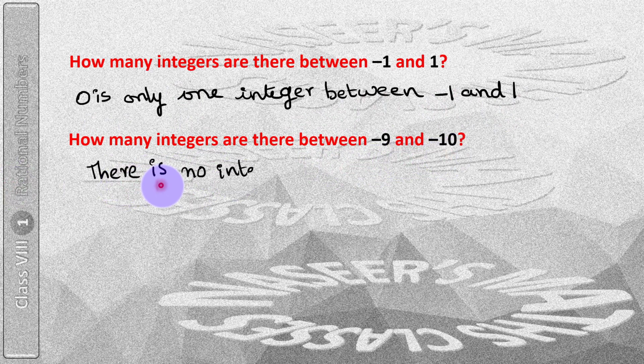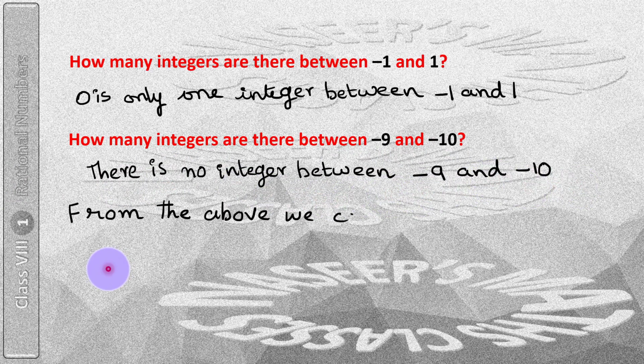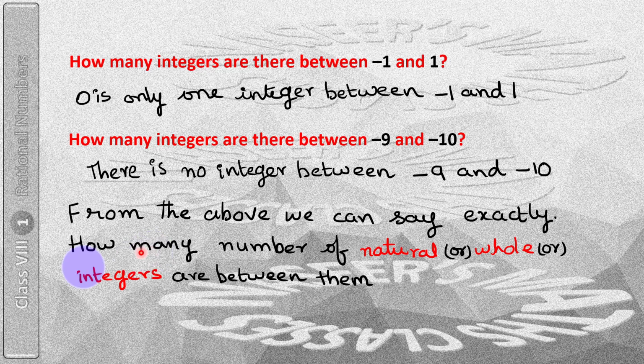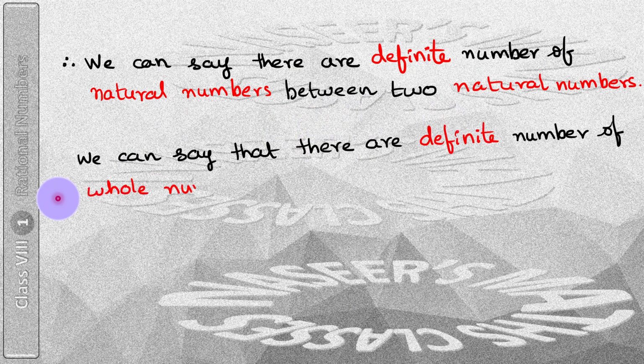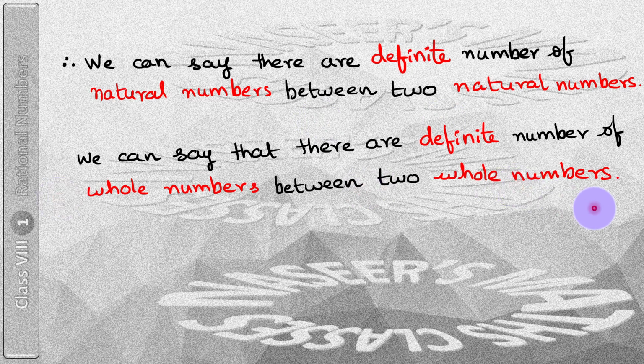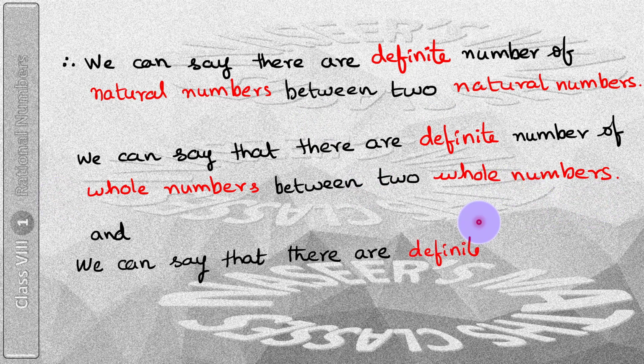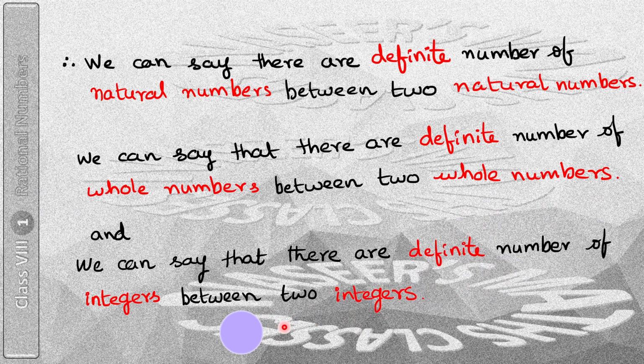We already know that there is no integer between minus 9 and minus 10. So from the above we can say that exactly how many natural numbers, whole numbers or integers are between them. Therefore we can say that there are a definite number of natural numbers between two natural numbers, a definite number of whole numbers between two whole numbers, and a definite number of integers between two integers.